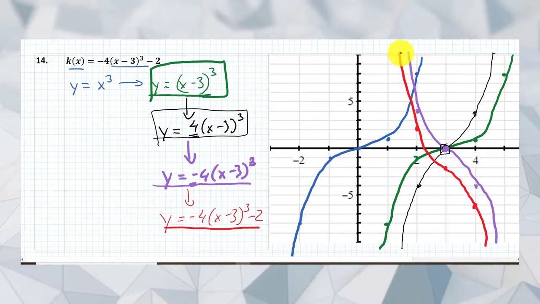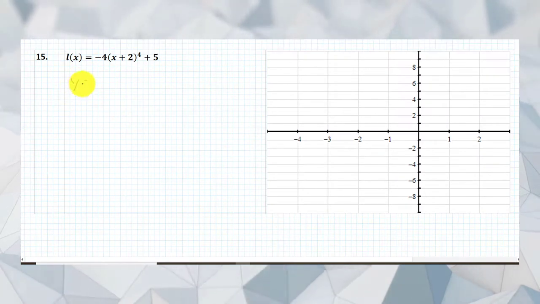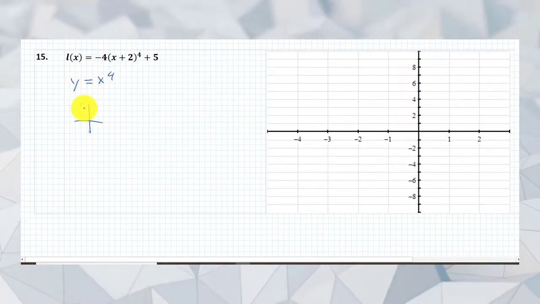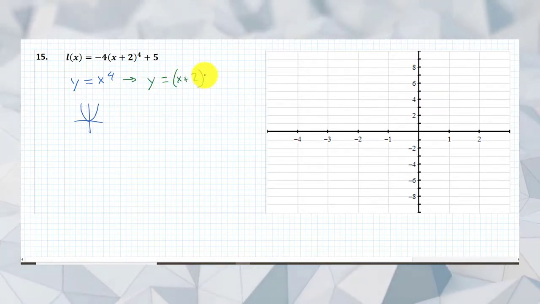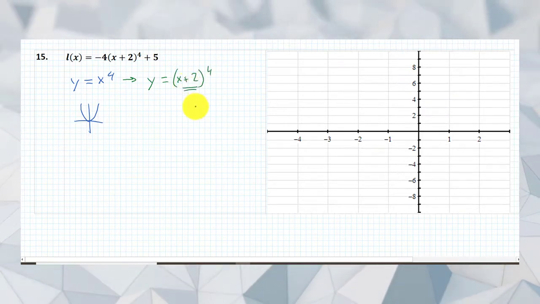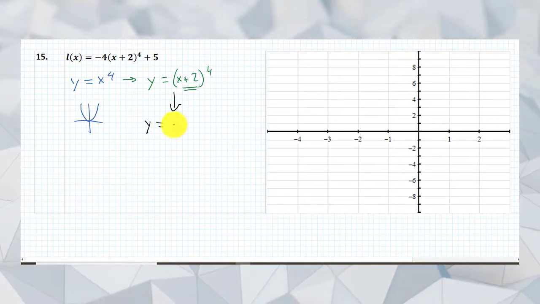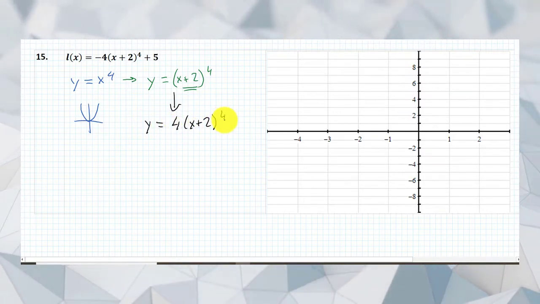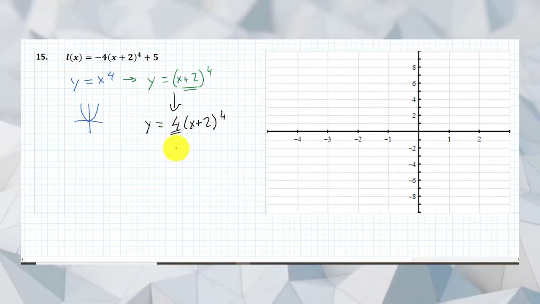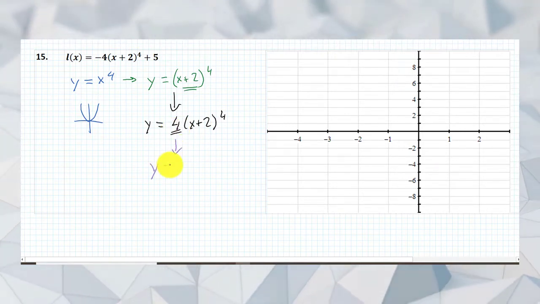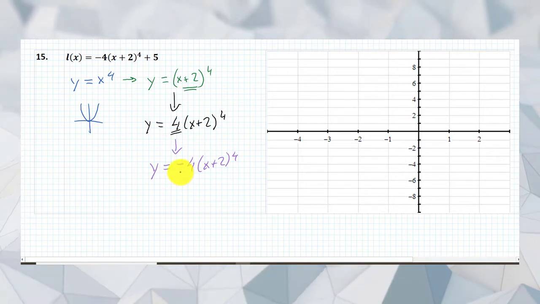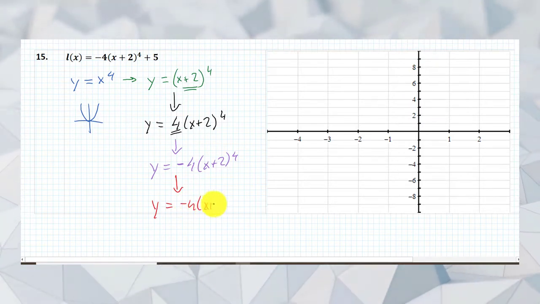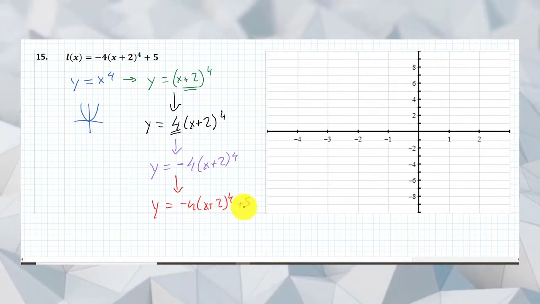Okay, let's go over the last example. What do I start with here? I start with y equals x to the 4th, so I know this is a U-shaped graph, right? Next, I go to (x + 2) to the 4th, so that's 2 units to the left. Next is y equals 4 times (x + 2) to the 4th. So this is a vertical dilation by a factor of 4. Next one is y equals -4 (x + 2) to the 4th. This is a reflection across the x-axis. The last one is y equals -4 (x + 2) to the 4th plus 5. I'm going up 5 units.